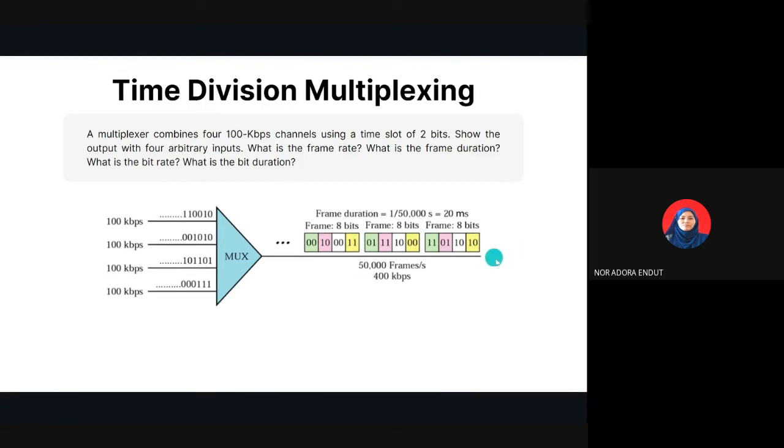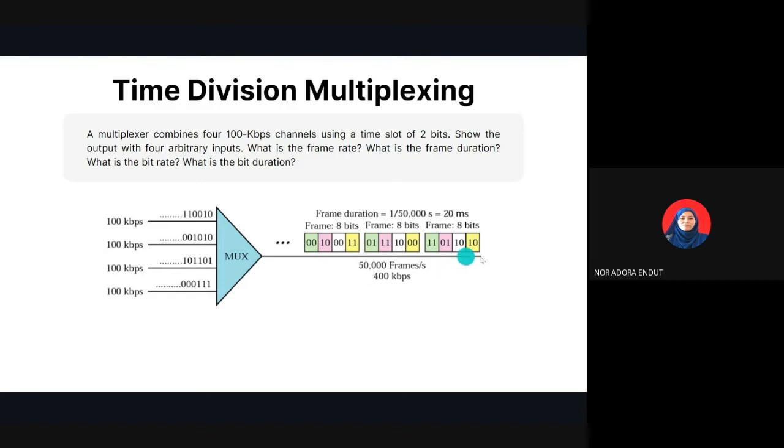Okay, so ada kita bagi arbitrary bits, okay, tetapi kita letak di sini 1 time slot 2 bit. Okay, so dia hantar 100 kilobits per second. Okay, so bila kita hantar 2 bit sekali, so the number of frames will be 100,000 divided by 2 lah. Okay, 50,000 frames per second.